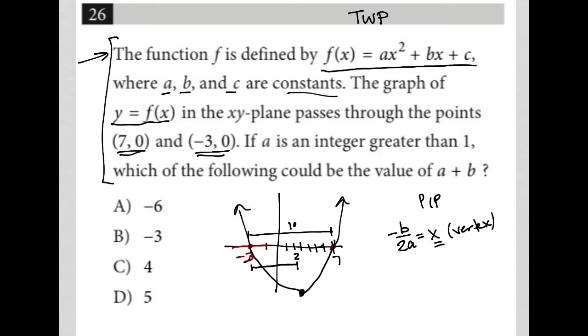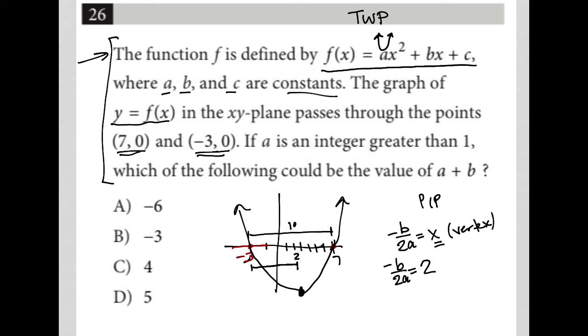Okay. So again, the x value of the vertex has to be halfway between the two x-intercepts for a parabola. That's just something that we need to understand and recognize. So we know that that has to be 2, which means that negative b over 2a has to equal positive 2. Let's keep reading. If a is an integer greater than 1, which is good, that means that our parabola is facing upward, right? Because that makes it positive. If a were negative, it would face down.